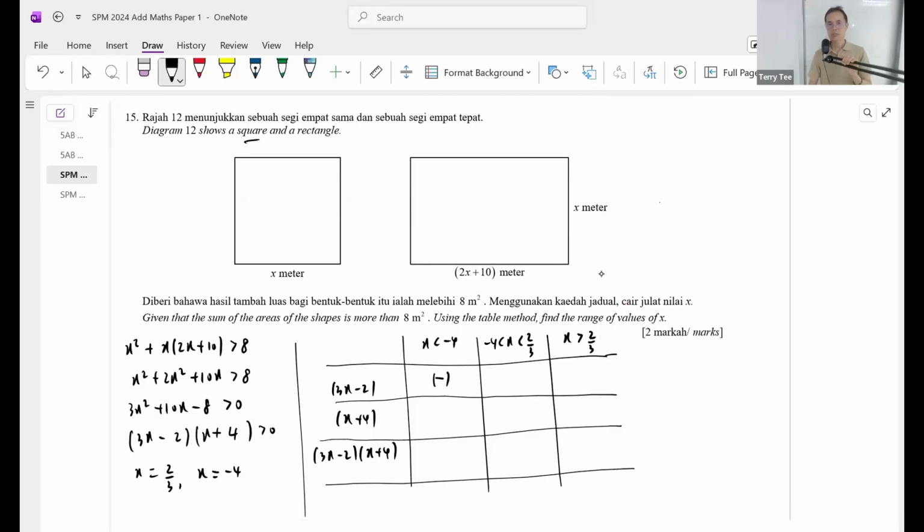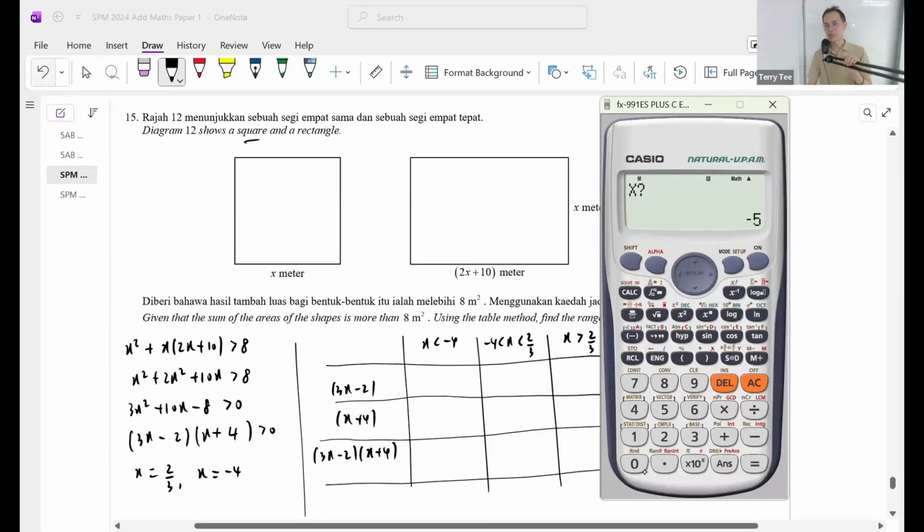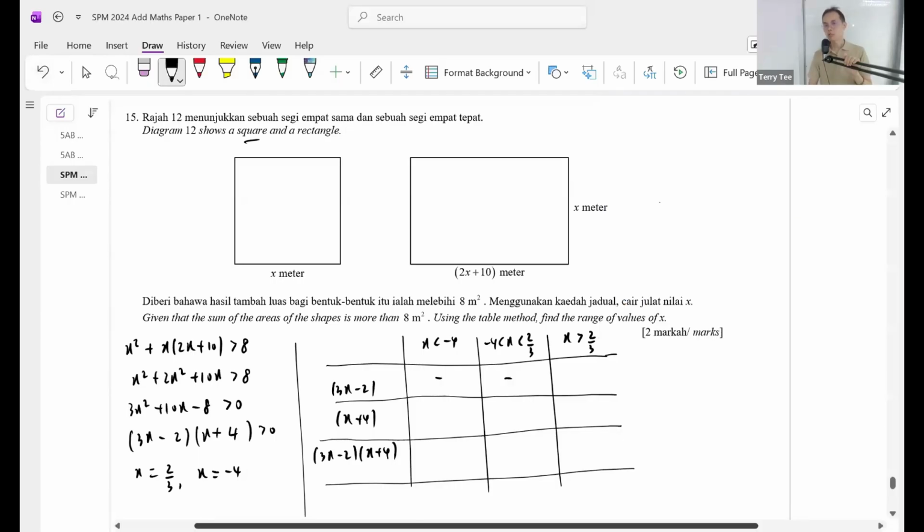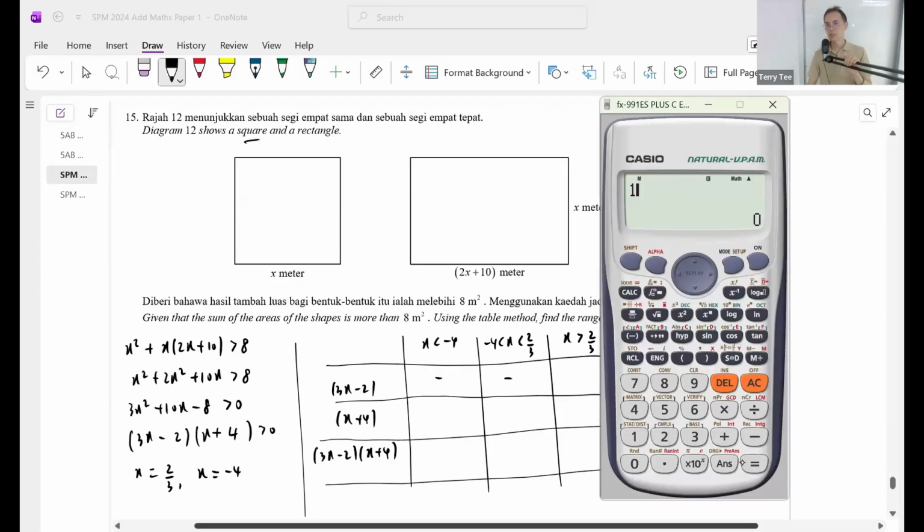Up to you. Some people don't want to put the bracket, so never mind. I just put a negative, right? Then pick a number between negative 4 and 2/3. The easiest number to put in is what? 0. Put 0 inside. You should get a negative number. So this is also negative. Pick a number more than 2/3. The easiest number to put in is 1. You get 1, which is positive.